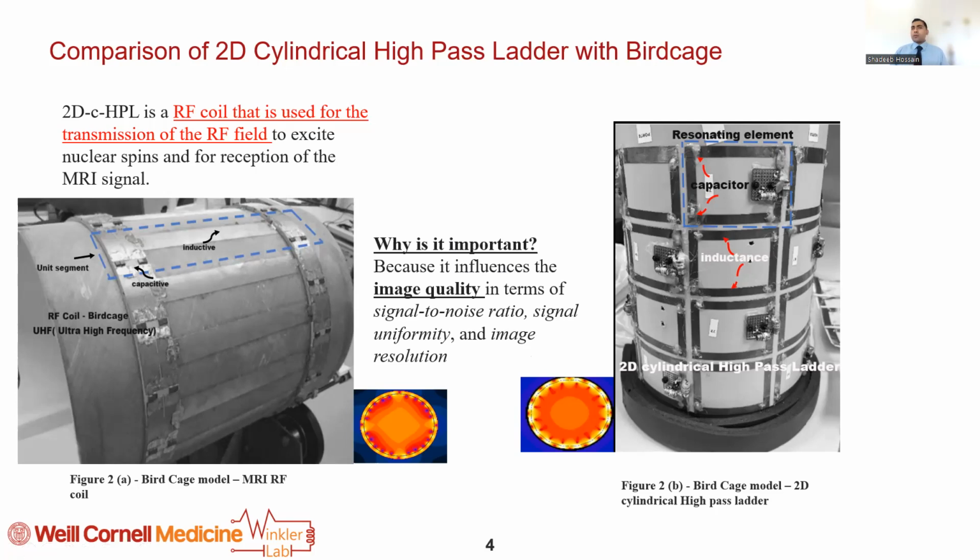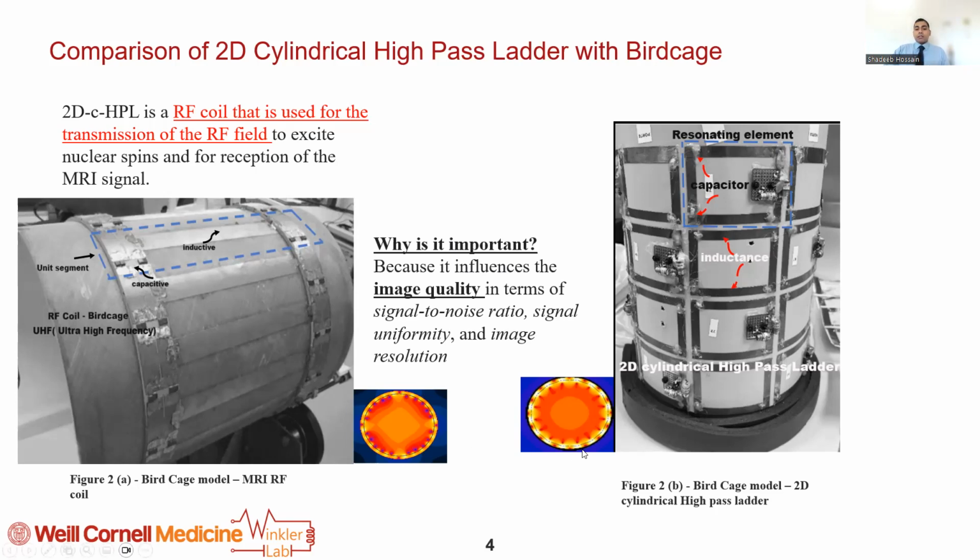Now, why are we interested in the RF coil? What does the RF coil actually do? The RF coil plays a critical role in the image quality. As a radiologist, you would want a very good image quality so that you can detect the minute details. So the design of the RF coil plays a significant role in the signal-to-noise ratio, the signal uniformity, and the image resolution.